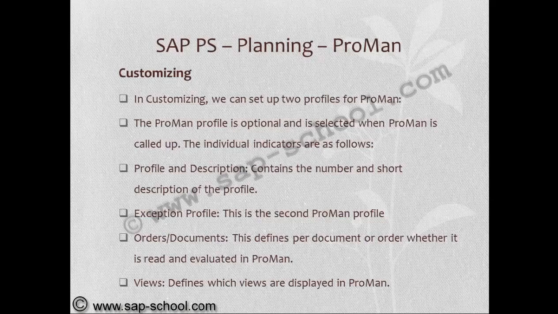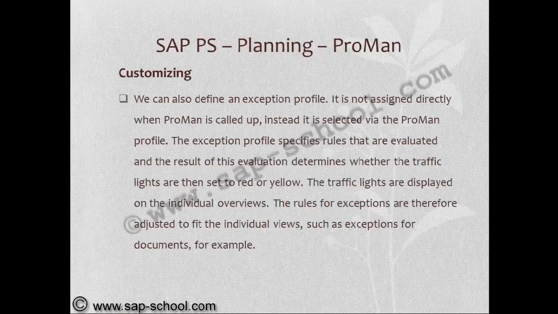Views define which views are displayed in Proman. We can also define an exception profile. It is not assigned directly when Proman is called up. Instead, it is selected via the Proman profile. The exception profile specifies rules that are evaluated, and the result of this evaluation determines whether the traffic lights are set to red or yellow. The traffic lights are displayed on the individual values. The rules for exceptions are therefore adjusted to fit the individual views, such as exceptions for documents, for example.